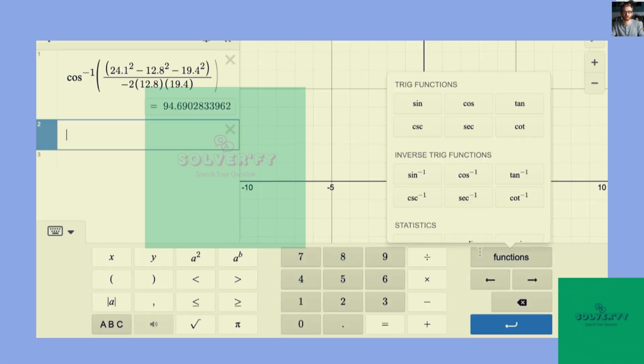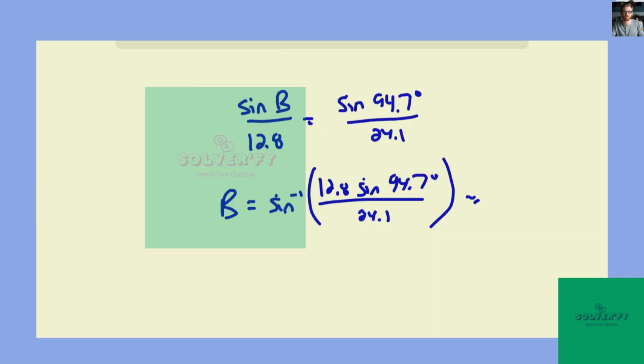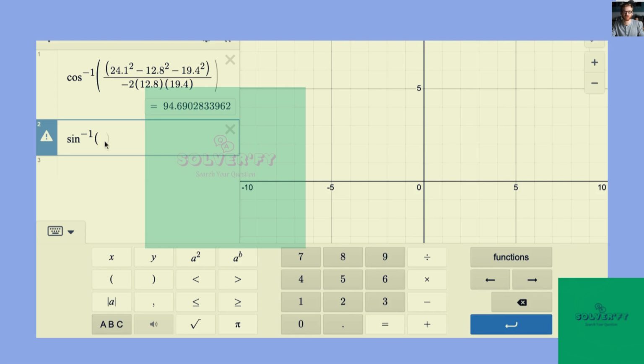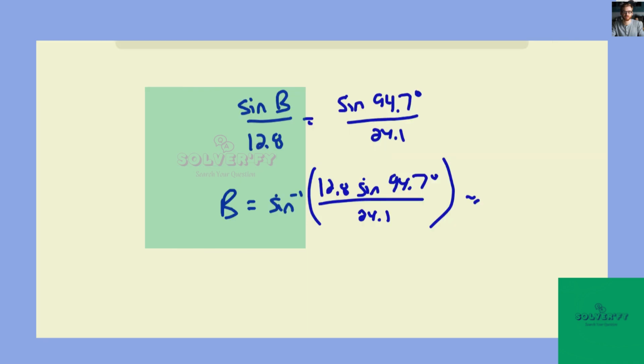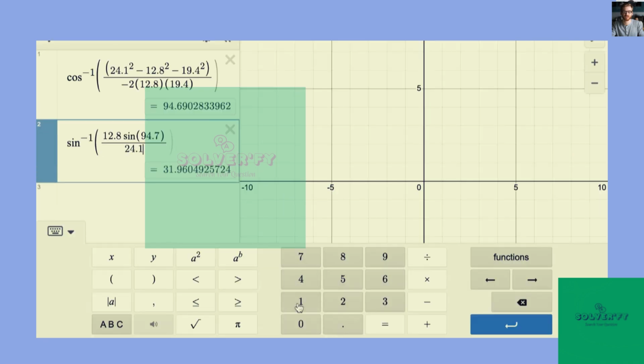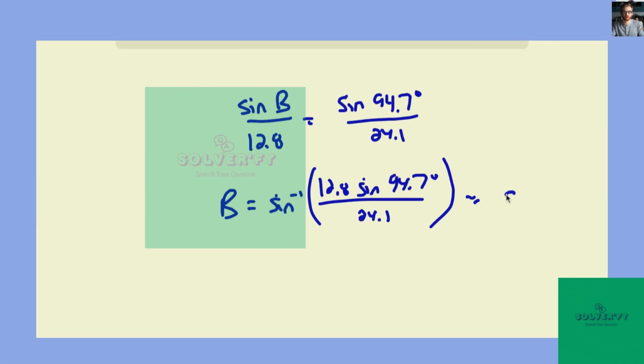So the inverse sine of 12.8 sine 94.7 over 24.1 is, to the nearest 10th, 32 degrees.